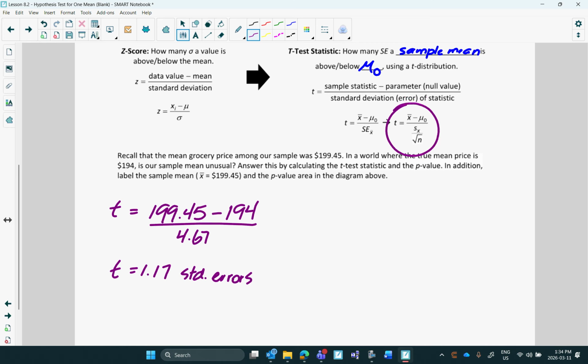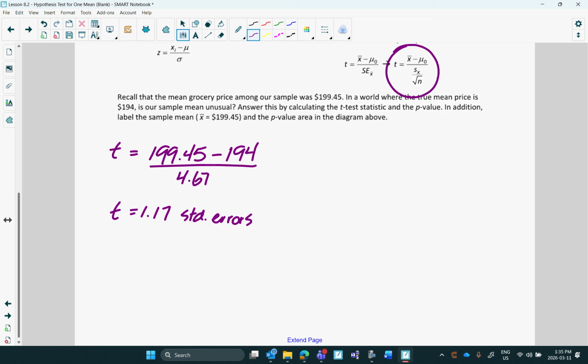Before we find the probability of getting that, does that seem like it's really far away? Like it's really extreme? No, it doesn't, right? Okay, so we're probably going to get a result that says, you know what, the sample mean we got was not unusual. That we could have got that by chance. But we need to go a little bit further to prove that.